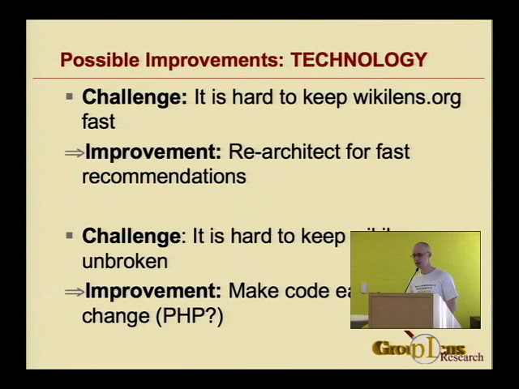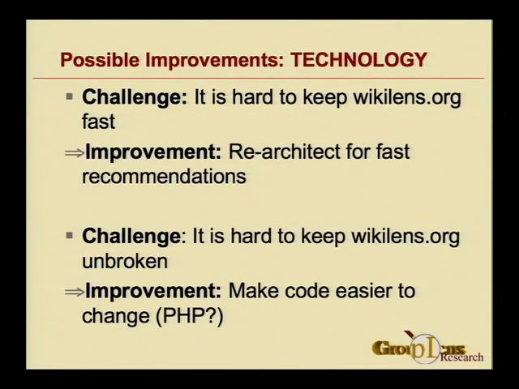However, it's hard to keep wikilens.org fast, and it's hard to keep it unbroken. To keep it fast, often it's the recommendations that are slowing it down, and PHP represents a big challenge to speeding that up. We'd like to re-architect it for fast recommendations, possibly by having another component that's not PHP, but that potentially makes it harder to install. It's also harder to keep it unbroken, and several of us think that we should rewrite it in a type-checked language like Java, while at least one of our team members feels that that would be an abomination.